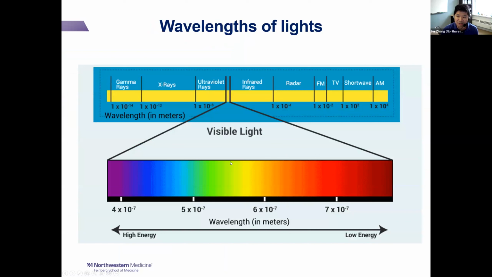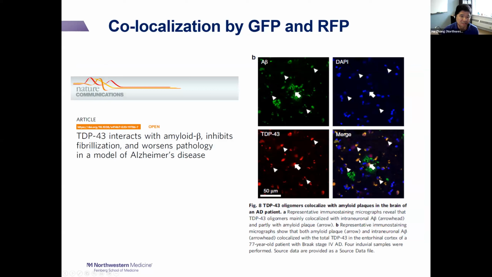So again, let's return to this. If one color is green and one color is red, when they merge together, they will go to the color in the middle, which is yellow. That's why we see the yellow color means they are merged together. These two proteins interact with each other. So that's a confocal microscope, which uses laser light.